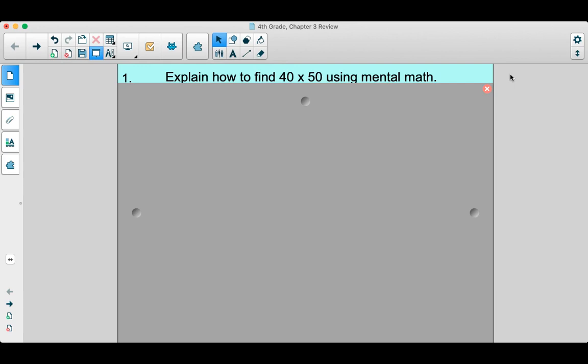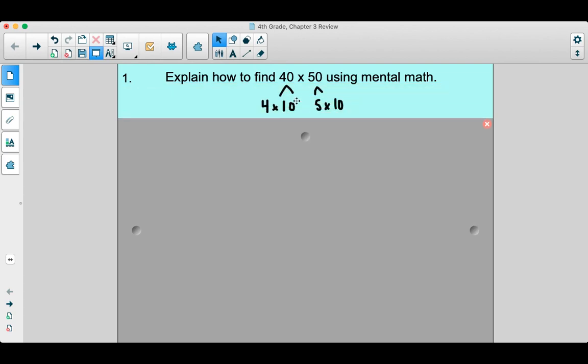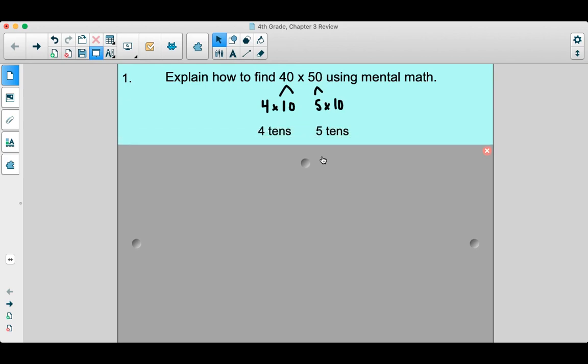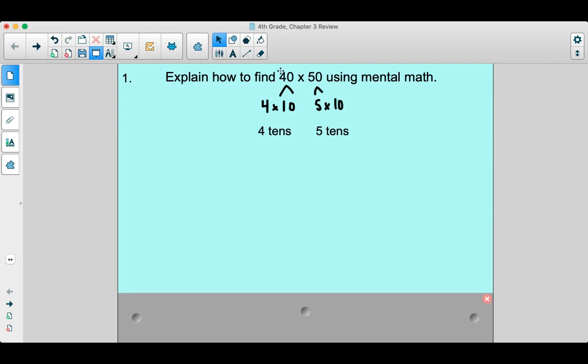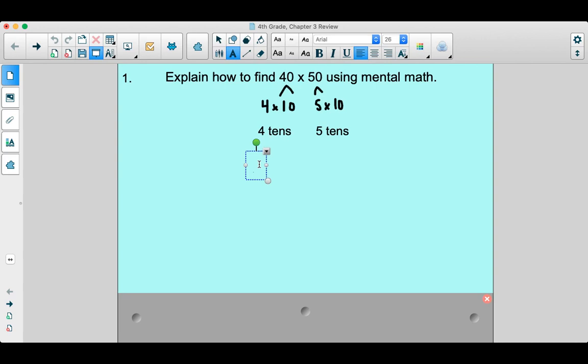All right, so the key is not only do you have to know what the answer is, but you have to be able to explain it. So maybe some of you might think about it as 4 times 10 is 40 and 5 times 10 is 50. Or maybe you even thought about it as 4 tens and 5 tens, right? So a lot of us start thinking about our basic fact. So we know 4 times 5 equals 20.